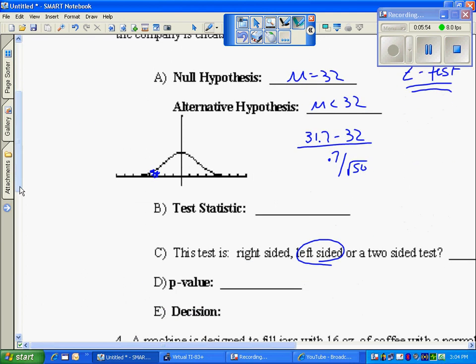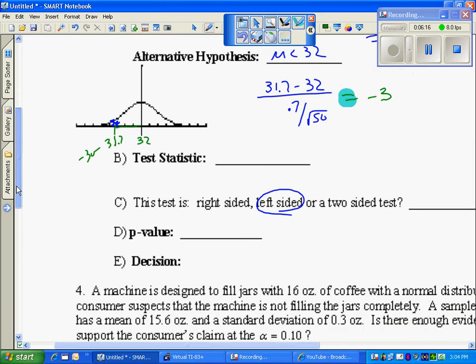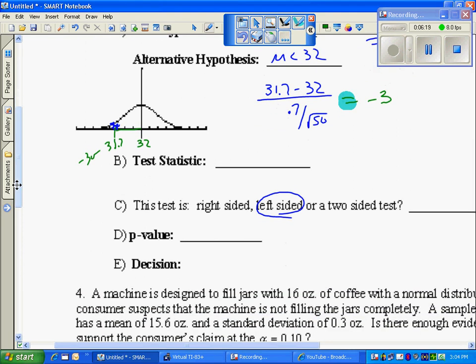Using the numerator first and then the denominator and simplifying, I end up with my sample coming out to be 3 standard deviations below center. Center was 32, 31.7 is below by 3 standard deviations. That's very far away. So looking at my test statistic on the left-sided test, I get the value 0.0012. And again, that came right off of my table.